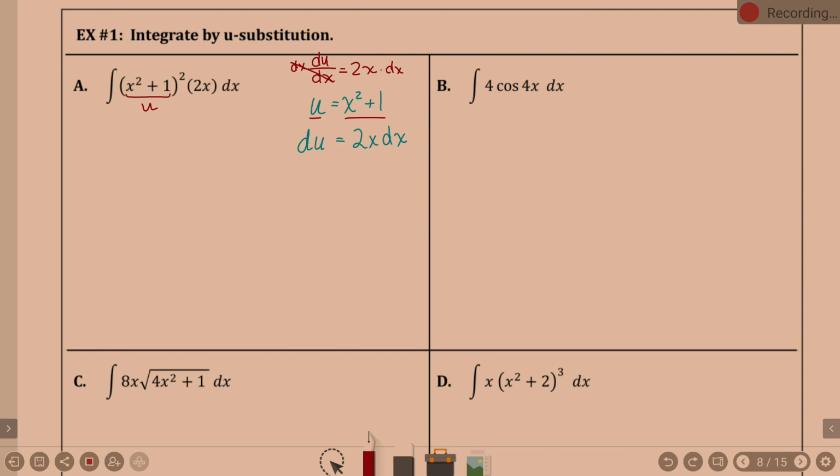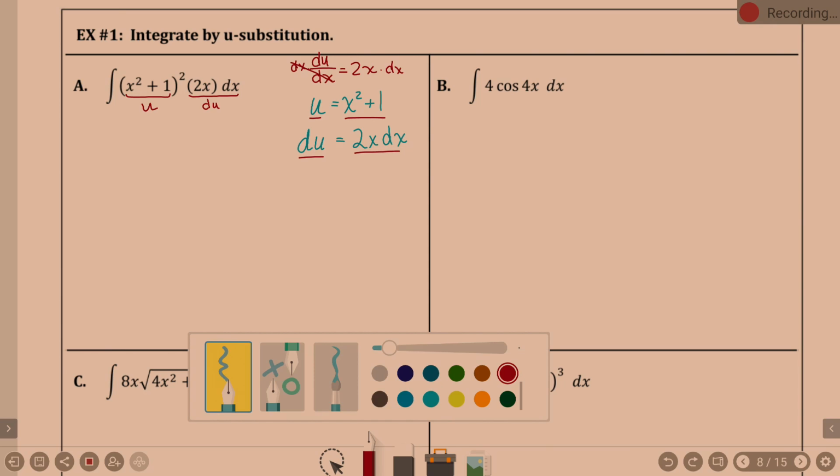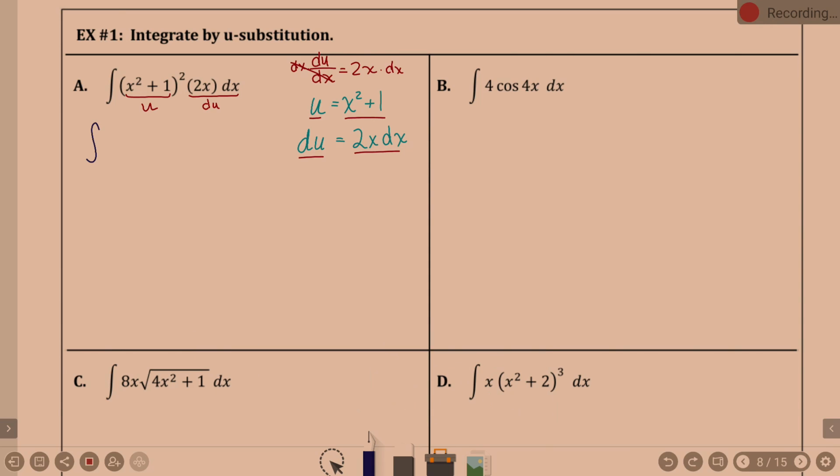Okay. Now, what else do we have left to look for? Do we have a 2x dx? Yes, and that's going to be replaced with du. If we've done this correctly, everything is covered. Is everything taken care of? Yes. And so at this point, we are ready to integrate. I'm going to rewrite this in terms of u. So x squared plus 1 to the second becomes u to the second. And 2x dx is du.